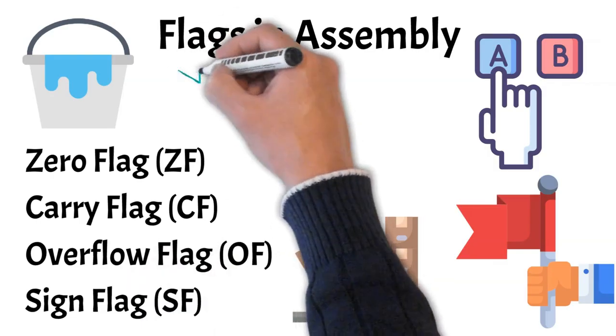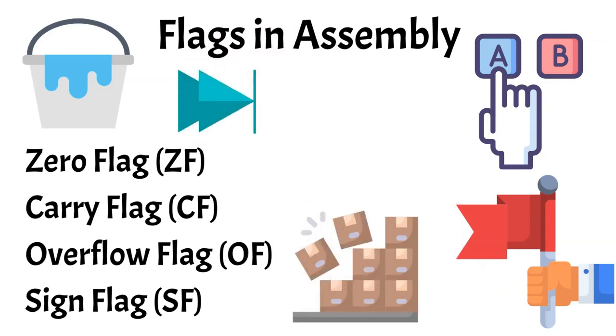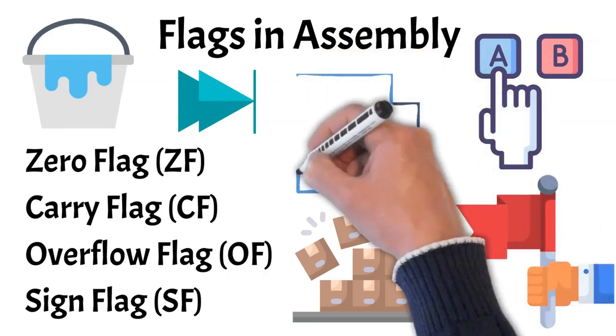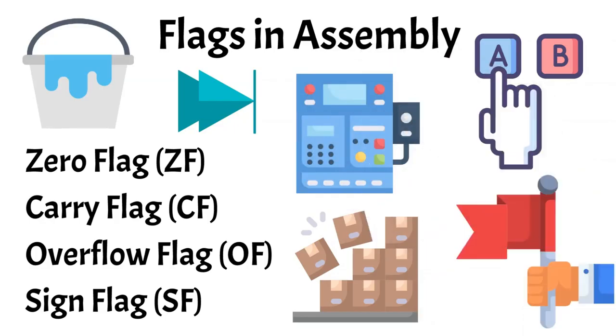For instance, after a comparison, a jump instruction will check the status of these flags to determine whether or not to jump to another part of the code. Understanding flags is key to controlling how the CPU processes tasks and reacts to different outcomes in assembly programming.